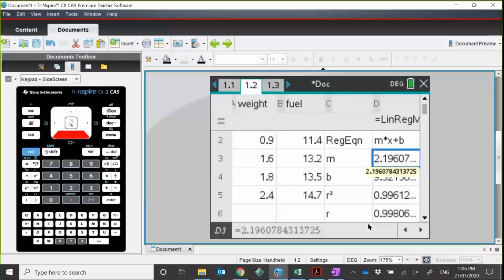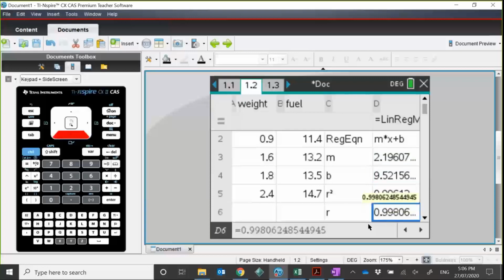And if you scroll down, you can see the different values there. You've got your gradient, 2.2. You've got your y-intercept, 9.5. You've got your R squared value. And you've also got your correlation coefficient there as well too. You can now go back and answer the questions.